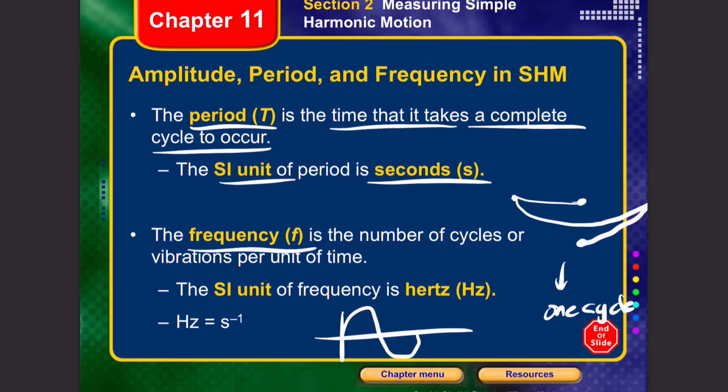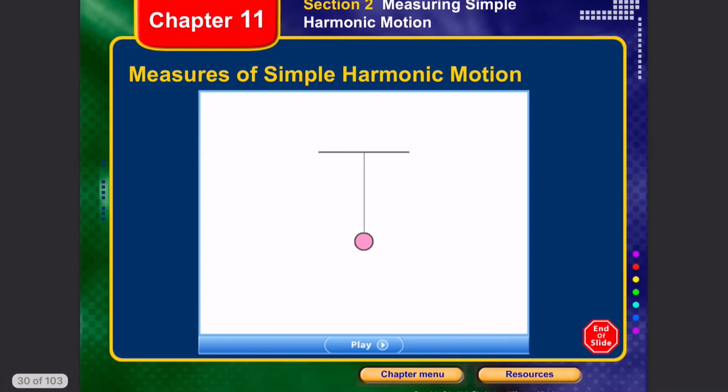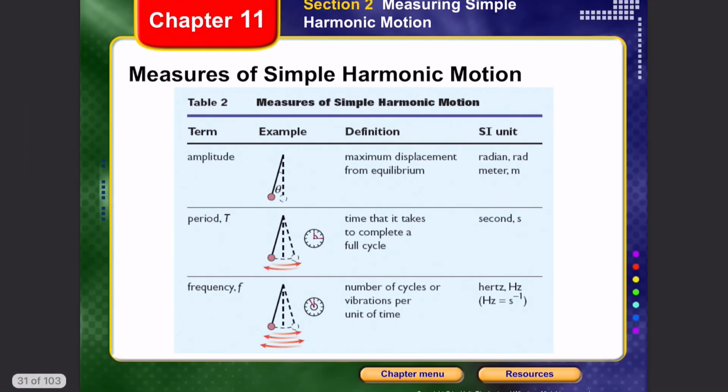Next is frequency. Frequency is the term that represents the number of cycles or vibrations per unit time. So the number of cycles or vibrations per second is called the frequency. The SI unit of frequency again is hertz, which is 1/second. Now we know that period and frequency are inversely related, which means frequency equals 1/time, or we can also write time period equals 1/frequency. So if you know one value, you can always write down the other value.